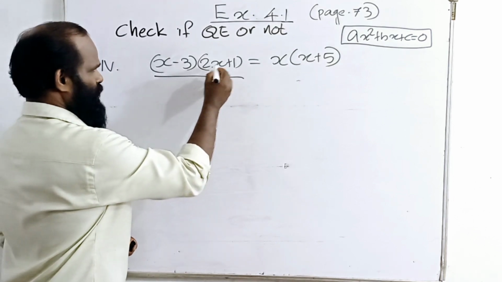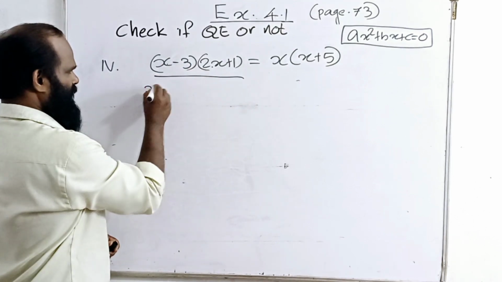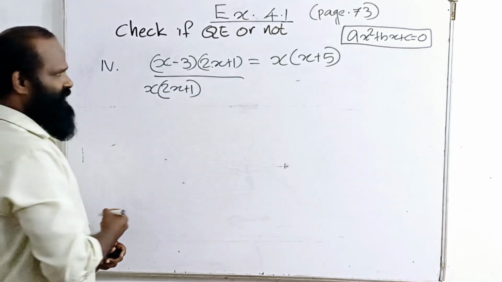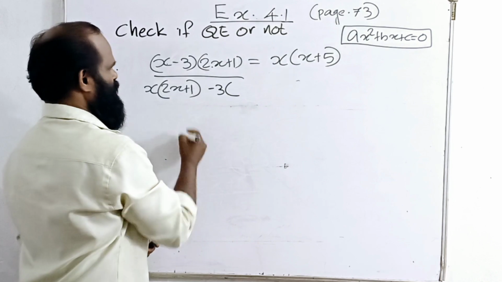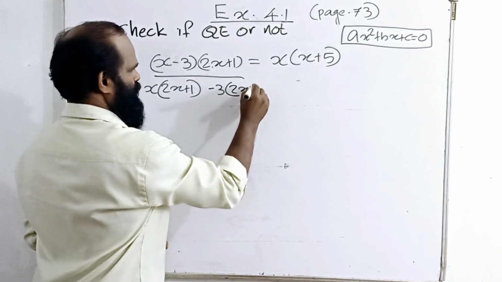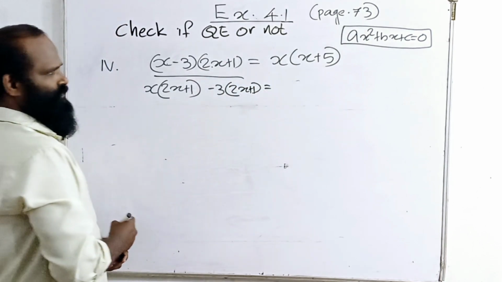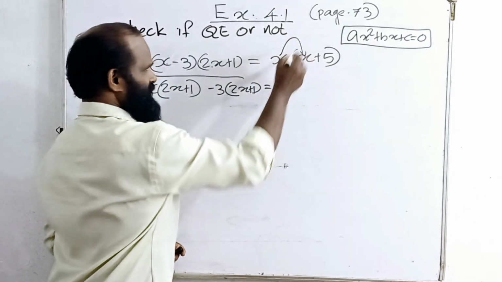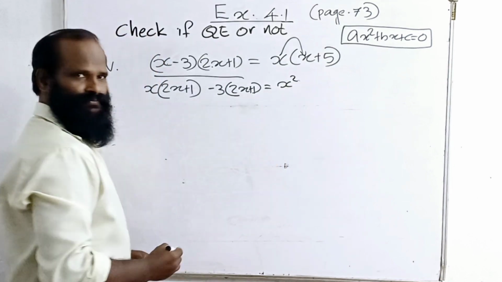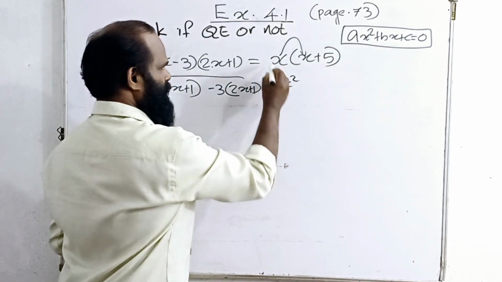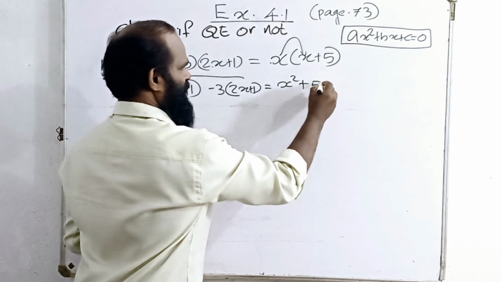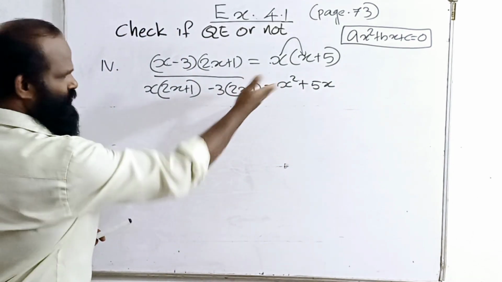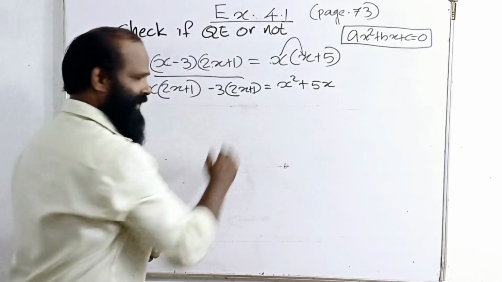Let me first multiply 2x plus 1 with x. So we write this way, x into 2x plus 1, then minus 3 into 2x plus 1 is equal to. You can multiply here straight away. x into x, x square. x into 5, positive to positive is positive 5x. This is the answer on the right side, and this is what we do on the left side.